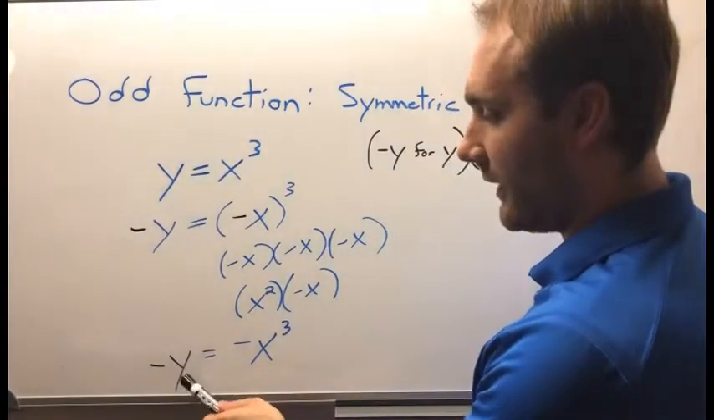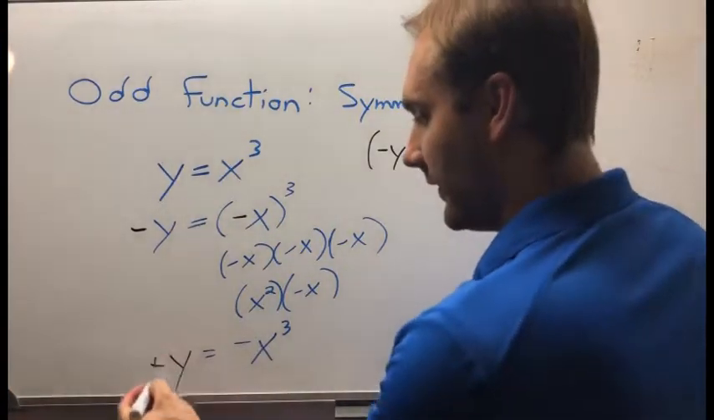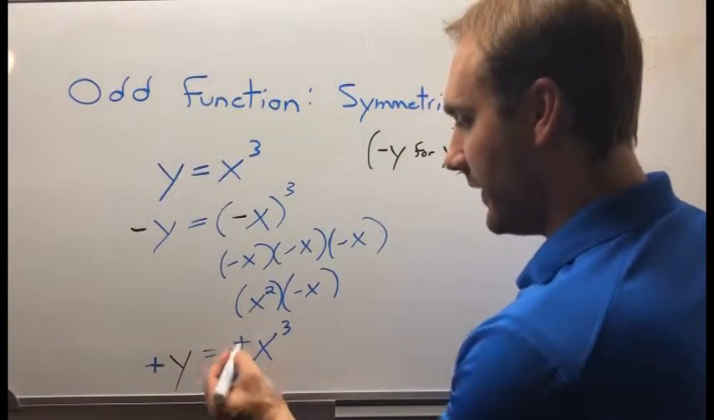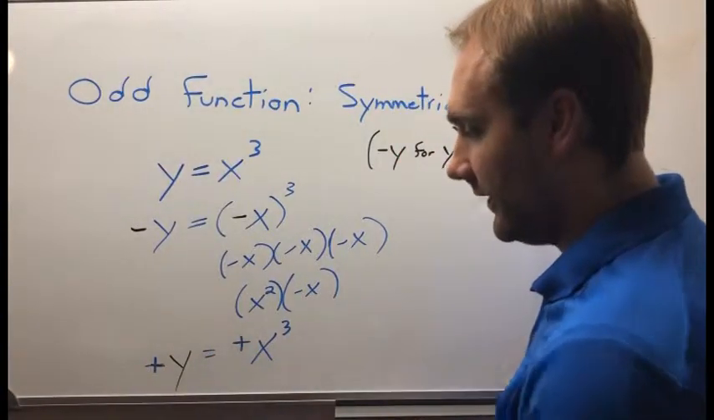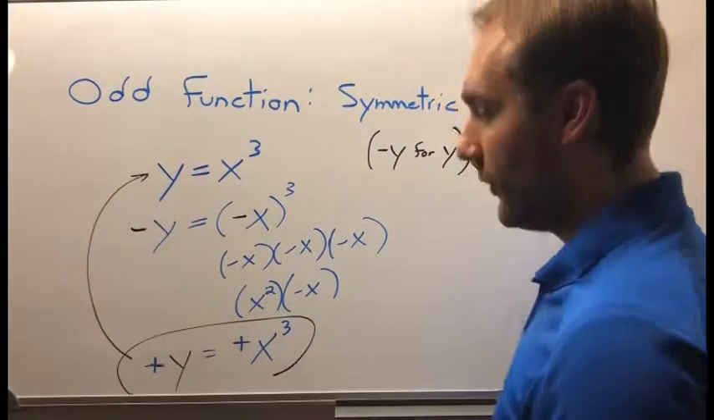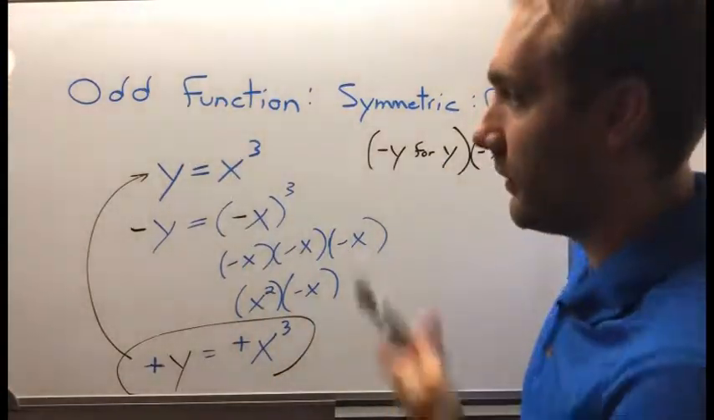Now I'm not done yet because I want to solve for y. So let me distribute this negative over. Essentially turn that into a positive y, which turns this into a positive x cubed. And do I get the exact same problem? Y equals x cubed? I do. So x cubed is an odd function. It is symmetrical over the origin.